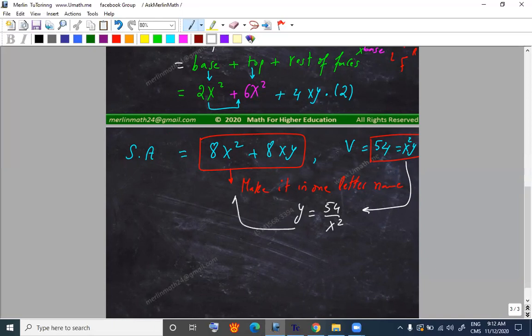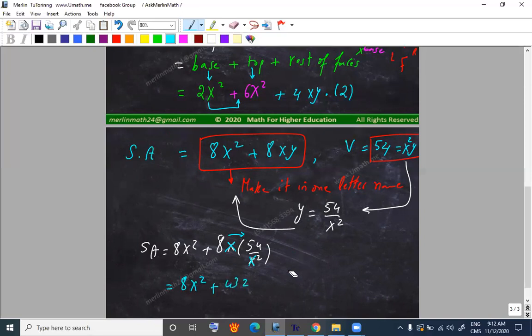Replace it in. I would get the surface area to be, instead of y, I plug in 54 over x squared. That's it. So this is in one letter name. Okay, you can simplify it if you want. For sure, I can multiply the 8 times, and I simplify x over x squared. Okay, go ahead. So 8 times 54, I have 432.